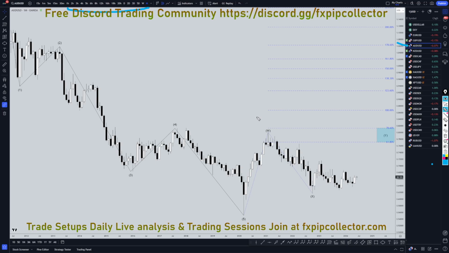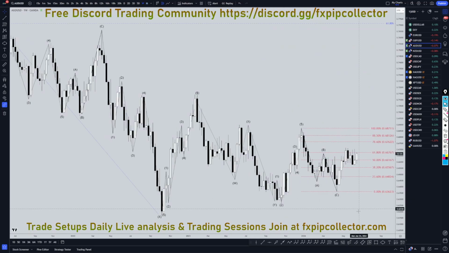So on the Aussie dollar, I still think this looks like a big old W, a big old X, and I think we're going up for an ABC of wave Y, and a wave Y should be three waves. It should be a trend, a correction, and another trend. So I'm expecting to see an A, a B, and a C of wave Y, which would most likely take it up, probably above these two previous highs. So keeping that in mind, let's head down to the weekly time frame.